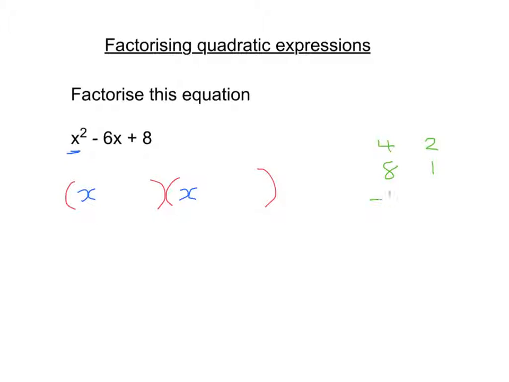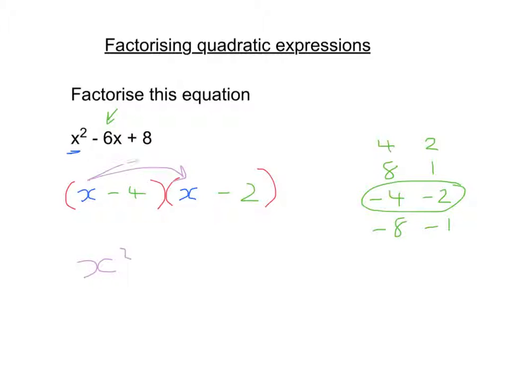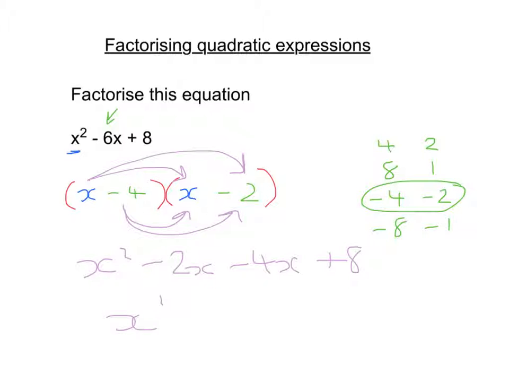But I could have minus 4 and minus 2, or minus 8 and minus 1. So which of those add to give me minus 6? Minus 4 and minus 2. So let's put those in, and as before, let's check it. X times x is x squared, x times minus 2 is minus 2x, minus 4 times x is minus 4x, and minus 4 times minus 2 is plus 8. Let's simplify that. X squared minus 6x plus 8. Brilliant, it's what I started with.